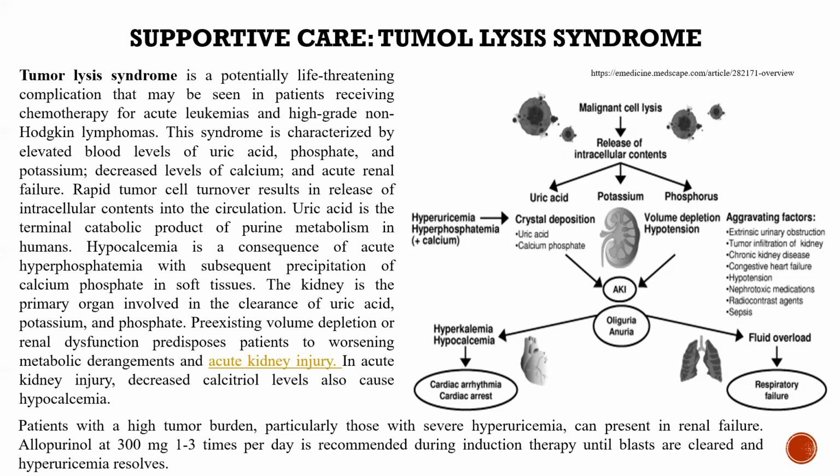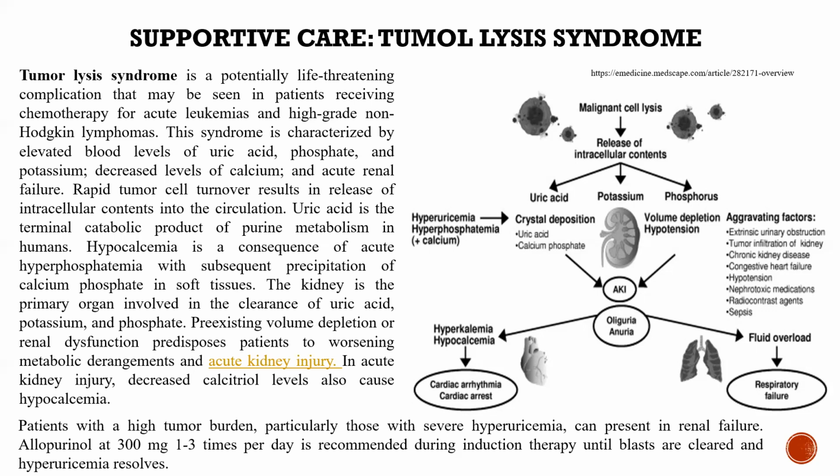The kidney is the primary organ involved in the clearance of uric acid, potassium, and phosphate. Pre-existing volume depletion or renal dysfunction predisposes patients to worsening metabolic derangement and acute kidney injury. In acute kidney injury, decreased calcitriol levels also cause hypocalcemia. Patients with a high tumor burden, particularly those with severe hyperuricemia, can present in renal failure.